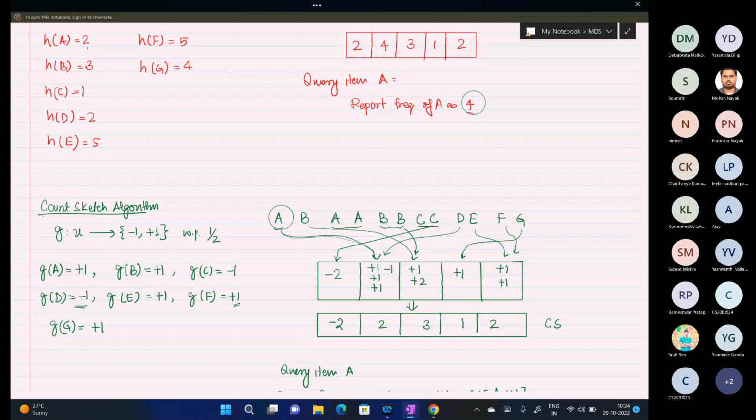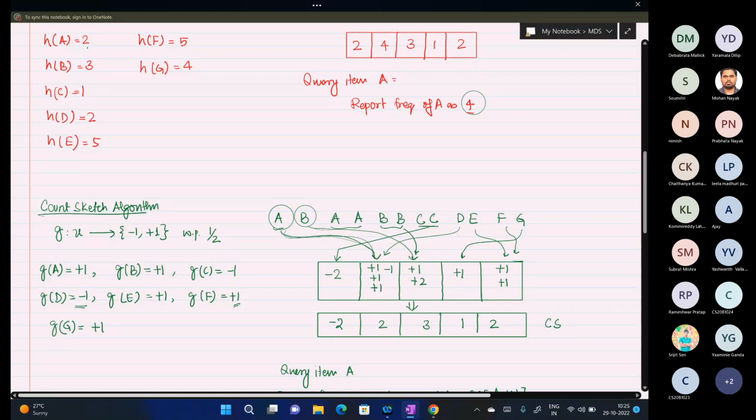So H of A is 2, so basically it is mapped to this bucket. We need to add its frequency times G of A, so we'll add +1 over here. And suppose we need to see the contribution of B. H of B is 3, so it is mapped to this bin, and G of B is +1, so we'll add +1 over here. And again, we get these two A's. They are mapped to the second bin, so correspondingly we'll add +1 over here.